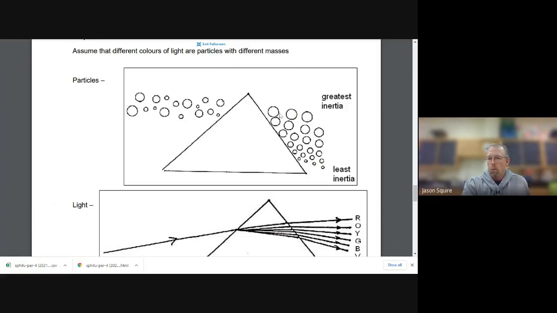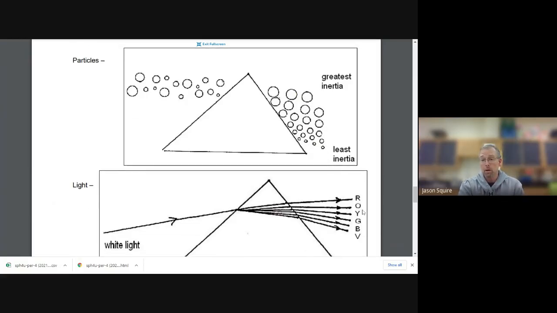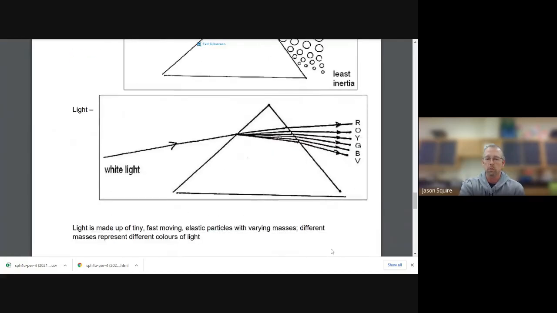Okay, so you're going to have one mass set of particles here, and as you go down, you're going to have smaller and smaller mass particles. So, comparing the two, it makes sense that red particles of light should have the biggest mass. Violet particles of light should have the smallest mass.